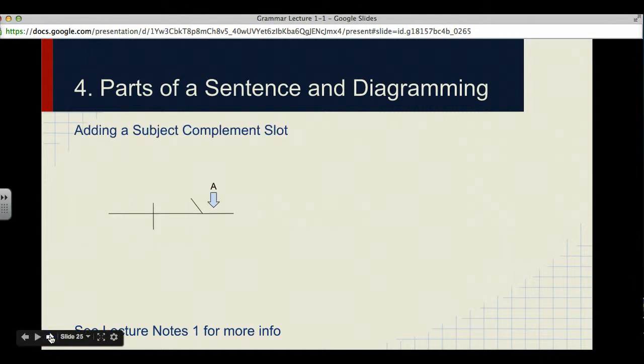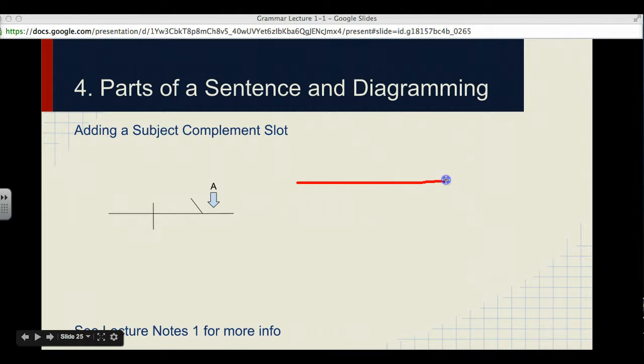So the next type of sentence that we're going to look at is something called a subject complement slot. In the examples that we just gave, those sentences were pretty boring, weren't they? There wasn't a whole lot of information being given. So what would we do if we wanted to give a little bit more information? Say, for example, we're trying to describe a person or a thing. Sometimes we might want to use this subject complement slot.